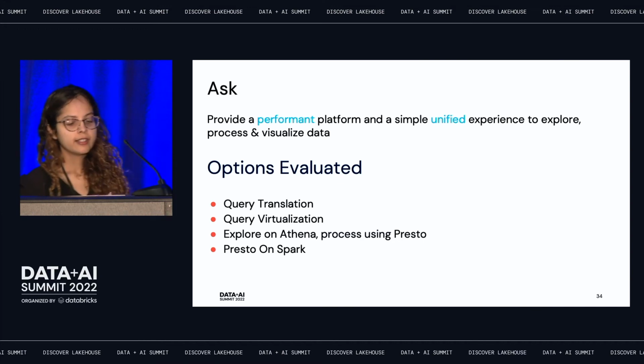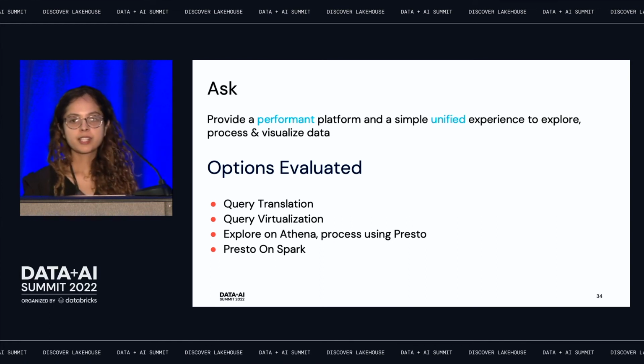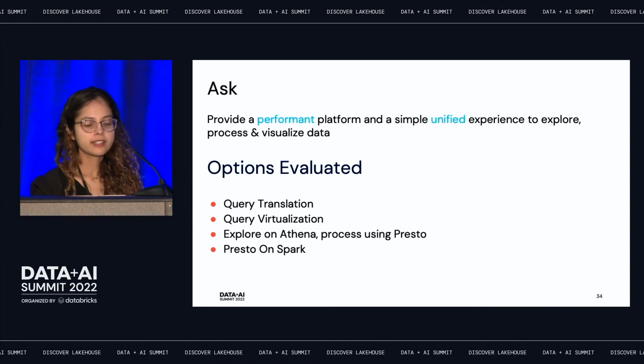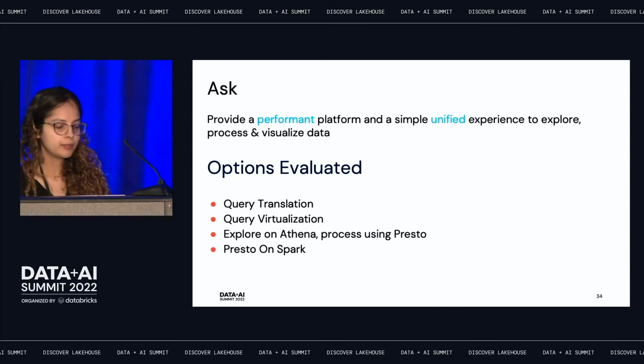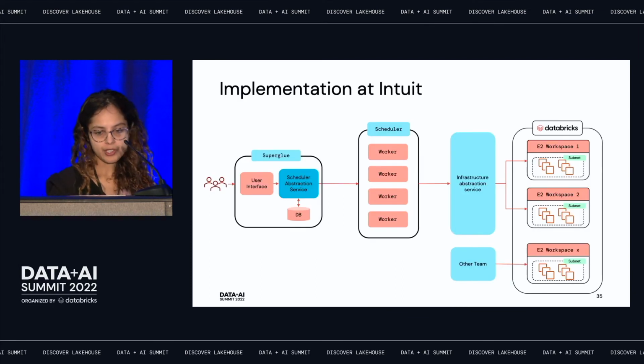Then the other option was to try out query virtualization, but as you all know, it's not easy to build a query virtualization platform. We have built something known as a low-code, no-code framework at Intuit, called Simplan. There was a talk on Tuesday on it. It offers an abstraction over runtimes and engines, and at some point we are planning to open source it. The third option was to explore on Athena and process using Presto, but you have all seen the scalability limitations that we can run into. And then the last one was Presto On Spark, which was a win for us.